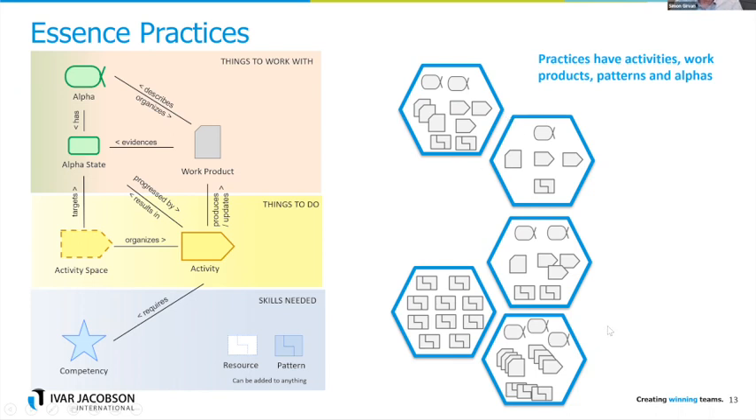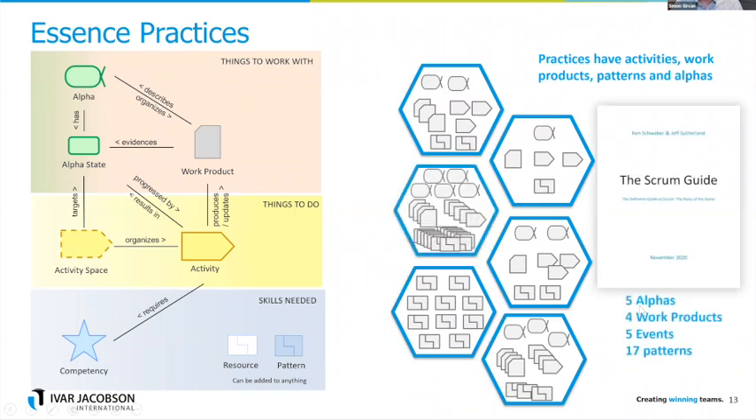And when we think about Scrum, we know Scrum's got the 3-5-3: the accountabilities, the events, and the artifacts. Well, in Essence, Scrum turns into 5-4-5-17. It's not quite as catchy. But that's how Scrum breaks down. So the 5 alphas are the product goal, the sprint goal, sprint, the backlog item, and then improvement. They're the 5 things that we progress, the things that we advance.